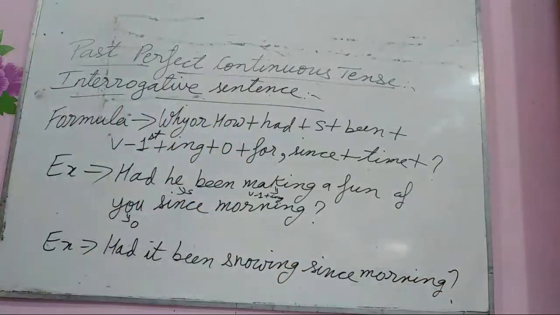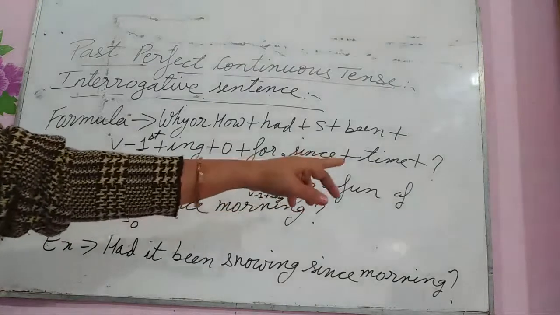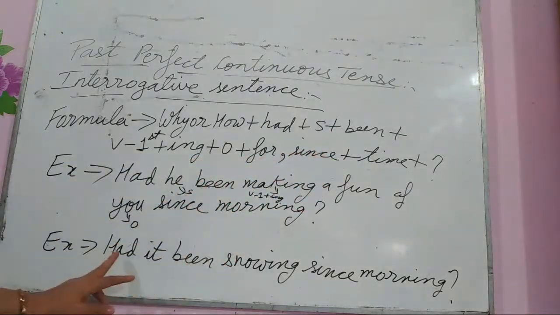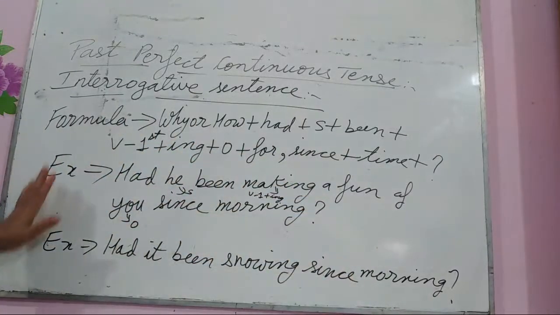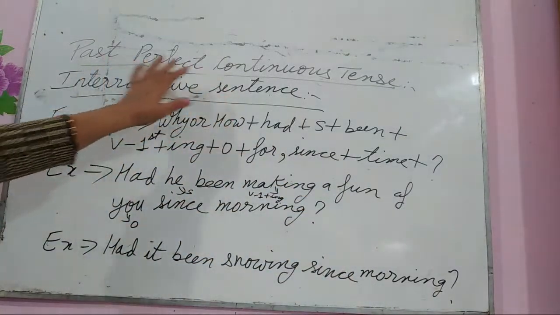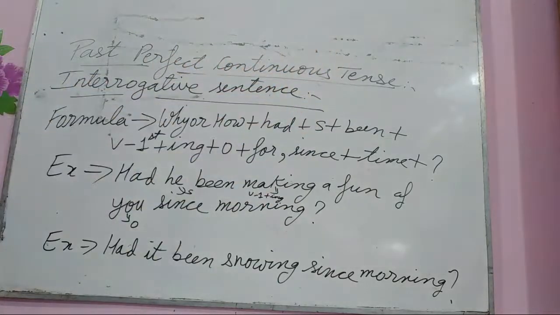The next sentence is, had it been snowing since morning? So these two examples, had he been making fun of you since morning, and had it been snowing since morning, are the two examples of the interrogative sentence in past perfect continuous tense.